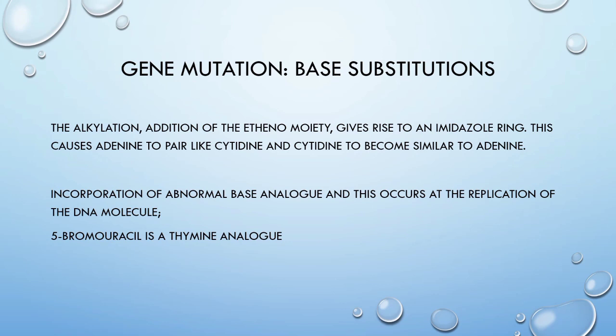Now we take for example thymine. Thymine has an analog that is called 5-bromouracil. Now instead of adenine pairing with thymine, during replication, 5-bromouracil can then be introduced, and then adenine pairs with 5-bromouracil because it's quite similar to thymine, so adenine will be able to bind to it easily.